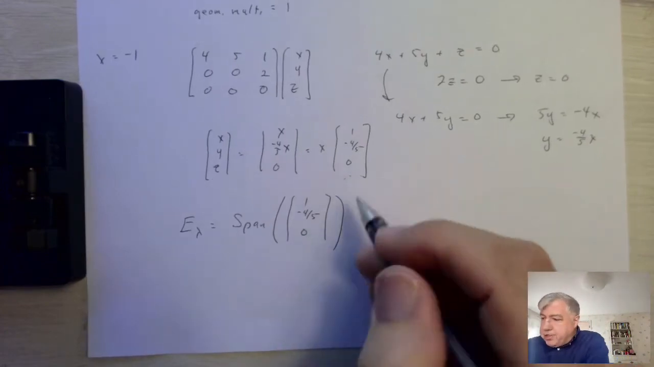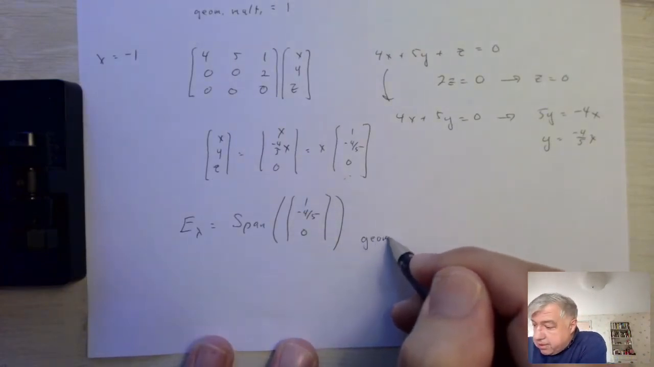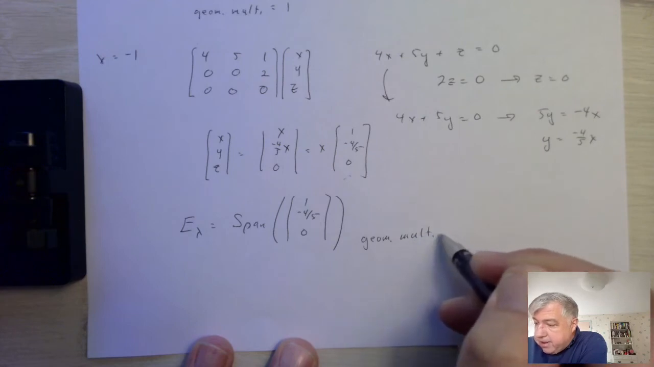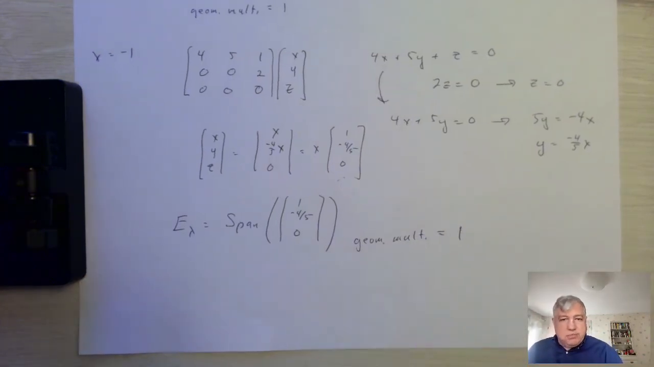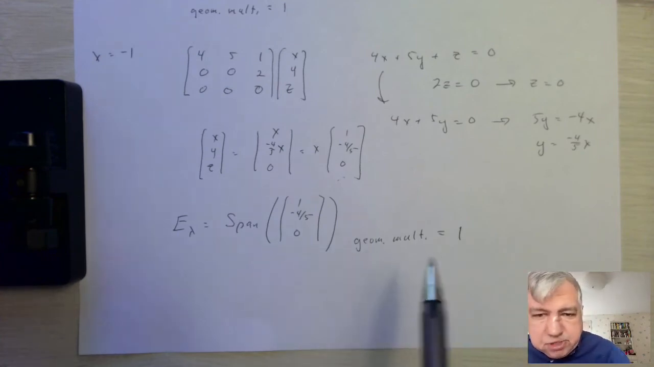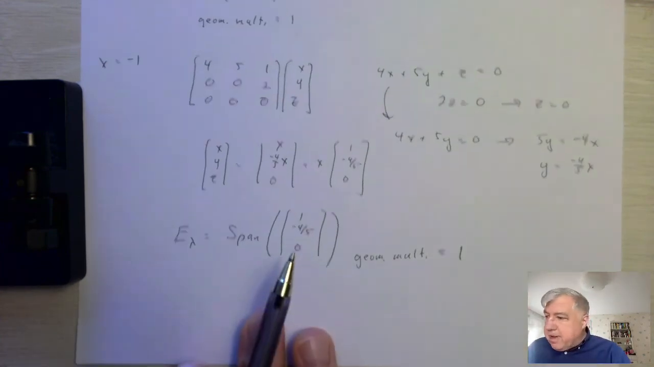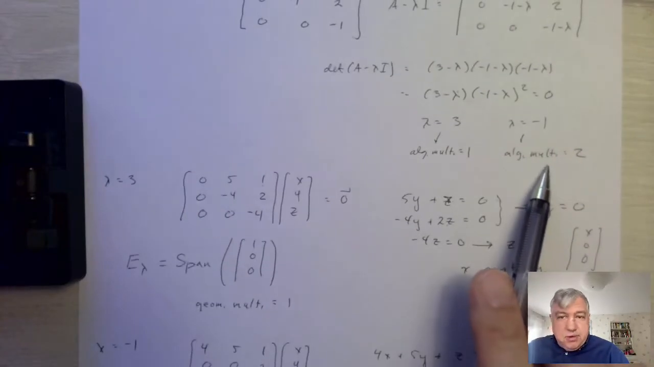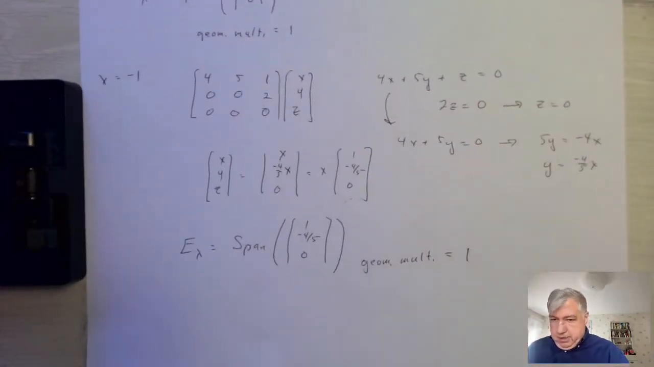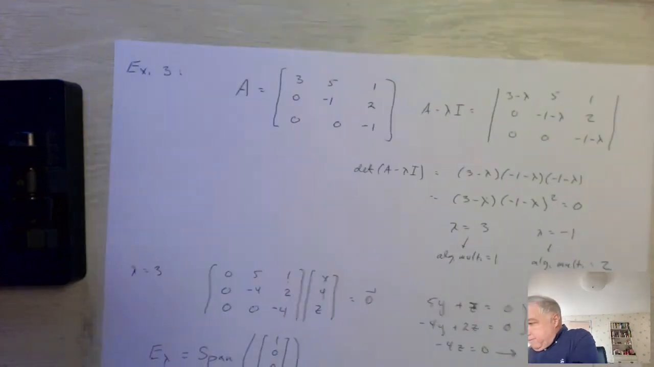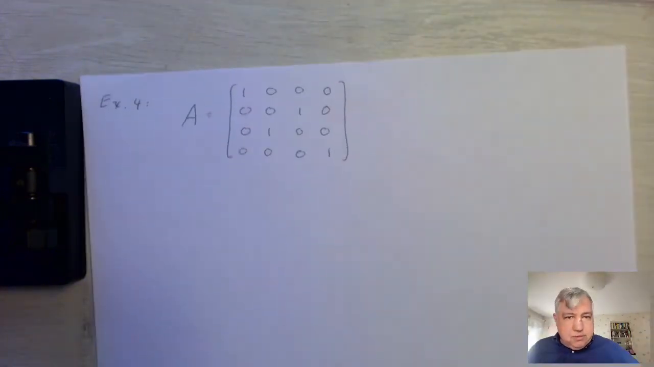Okay, and the geometric multiplicity of this eigenvalue is 1 in this case. So this is the first case where the algebraic multiplicity and the geometric multiplicity are different, right? Because we said the algebraic multiplicity for negative 1 is equal to 2. We'll talk about the significance of this a little later. Let's go to our next example.